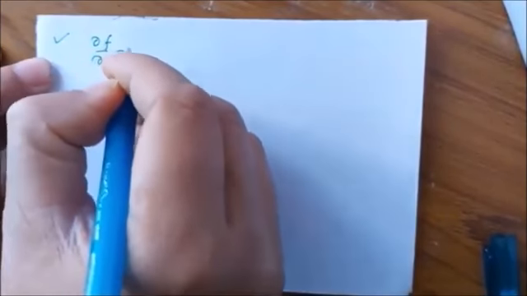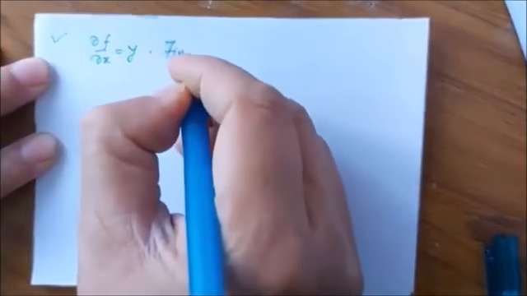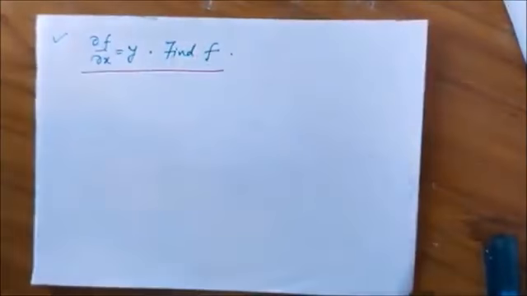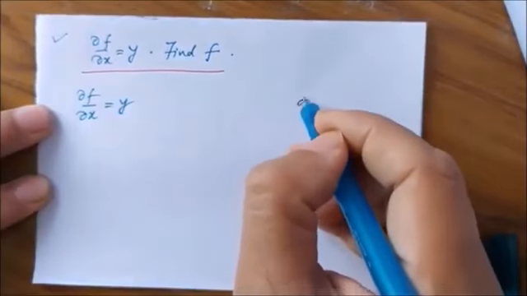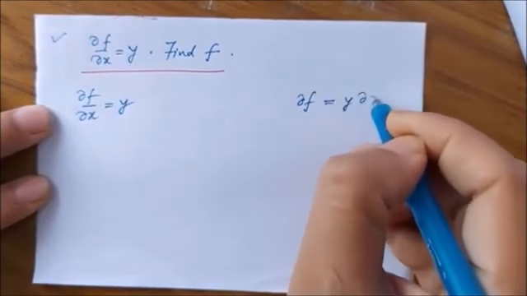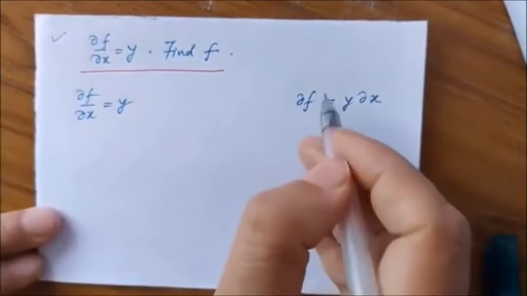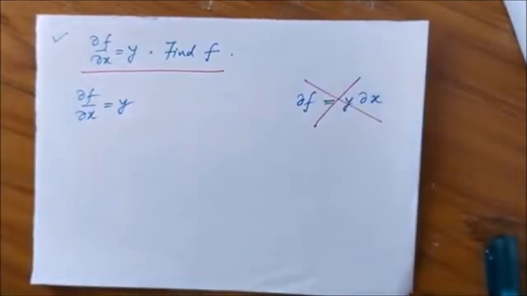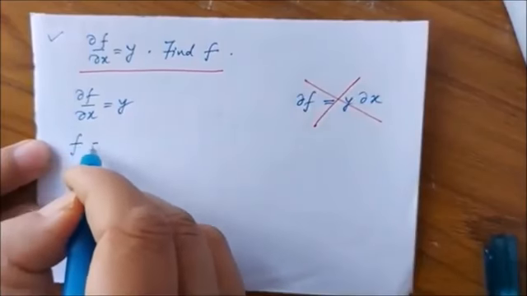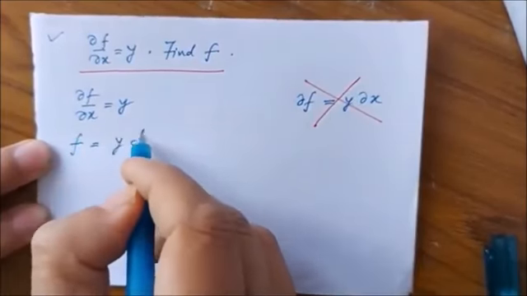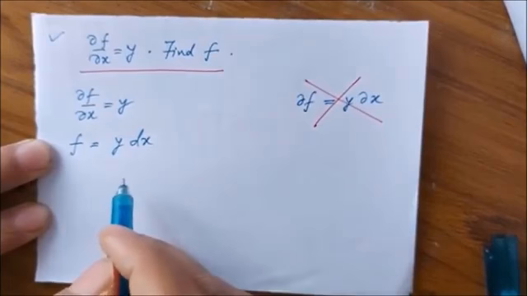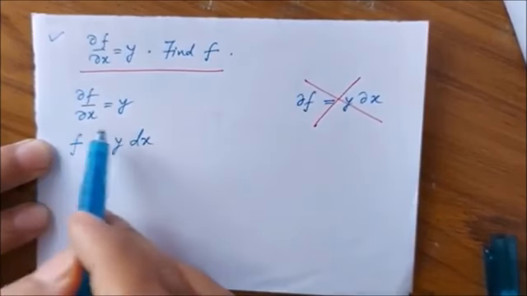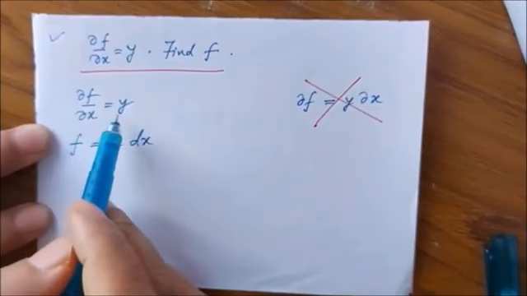Let us do another problem. Del f del x is equal to y, then we have to find the value of f. So let us start with del f del x equal to y. Now this does not mean that del f equal to y del x. This has no meaning, and we have to write things directly. So we have to write f equal to y dx, and then we have to place the integration sign, noting that in this problem x only varies and y is constant.